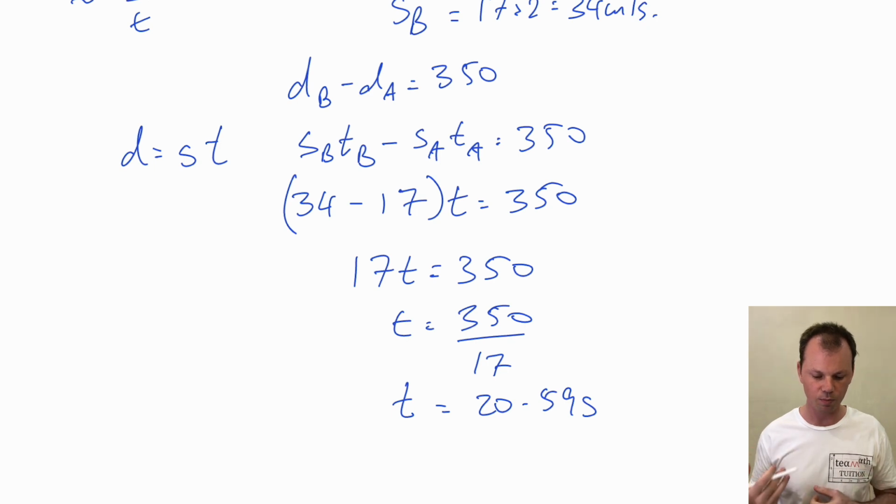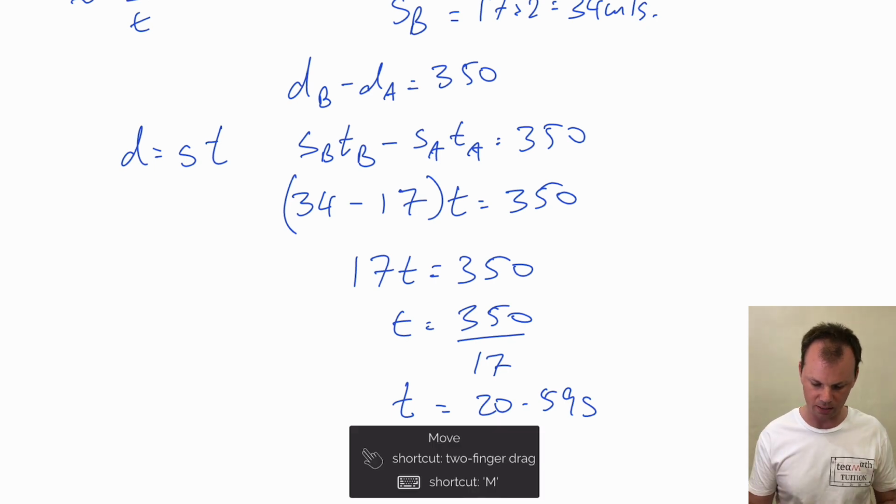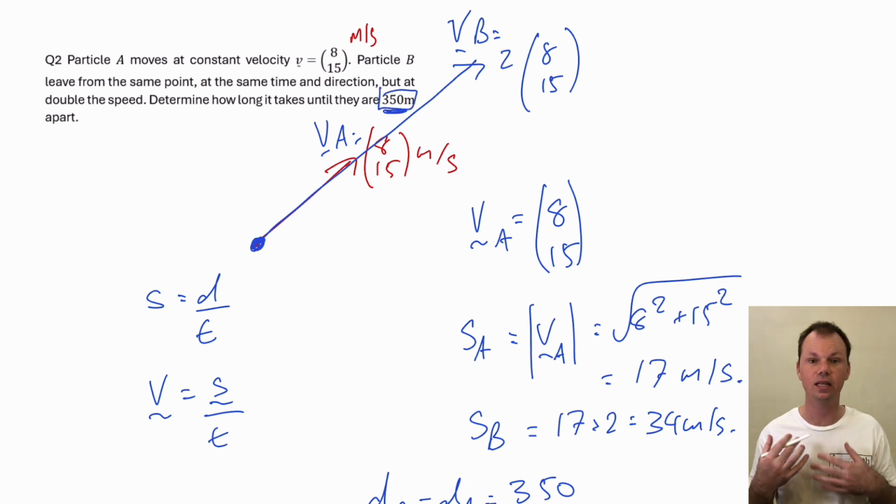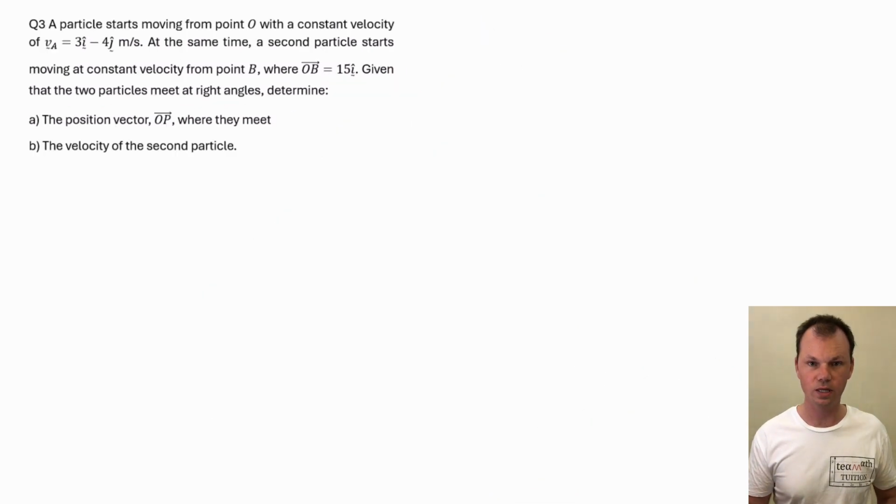So in this example, because we realized that we were talking about a distance and that's all they were after, we didn't need to preserve the directions. We could break the problem down into a speed equals distance over time problem. So that's question 2. Okay, question 3.